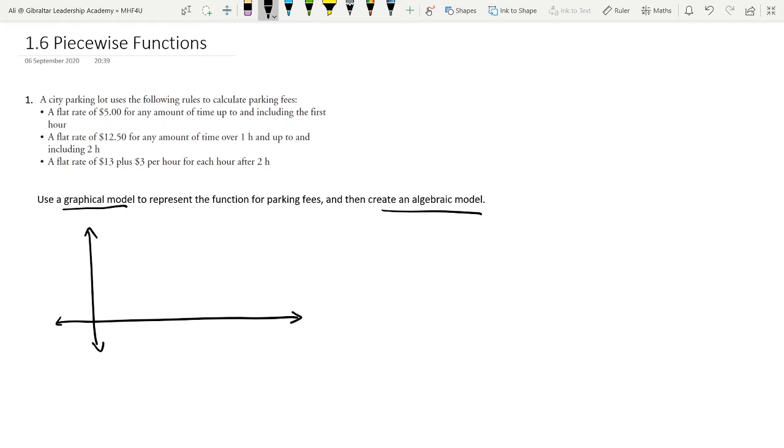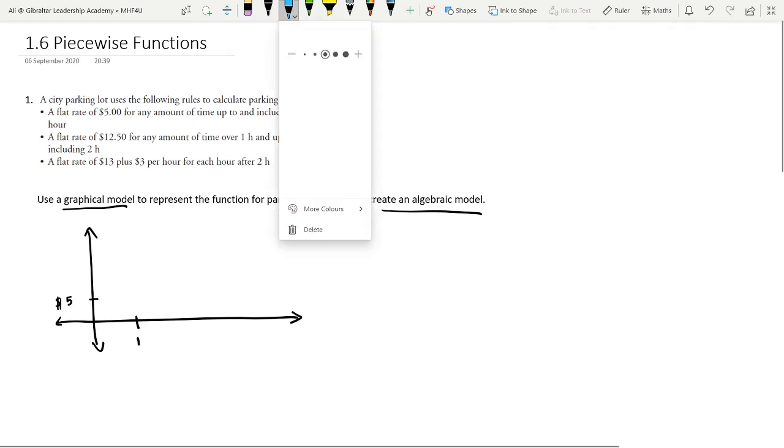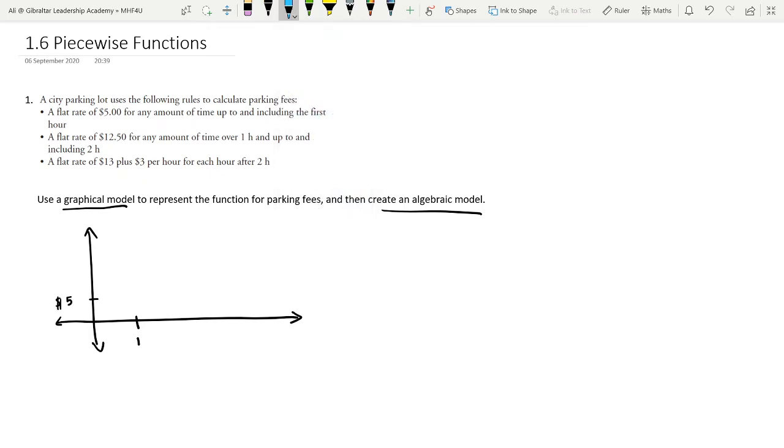So the first thing we know is there's a flat rate of $5 for any amount of time up to and including the first hour. So in the first hour of parking, you're going to be charged $5. What does that mean? For the first hour, it's $5. No matter how long you stay for, you will be charged $5.